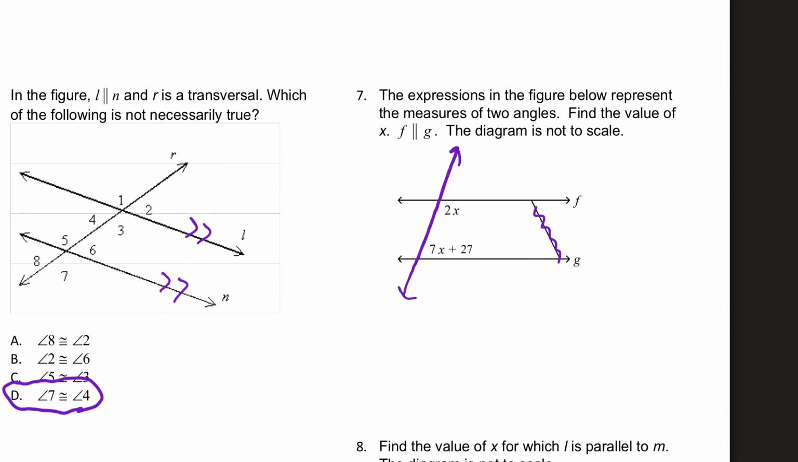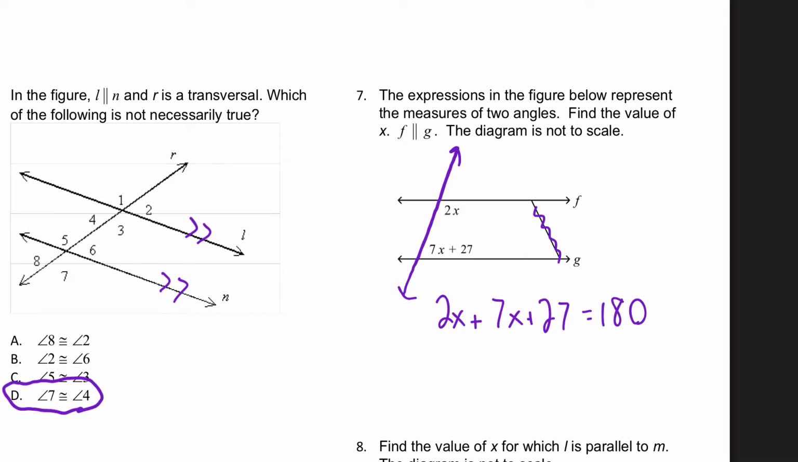So I know consecutive interior angles are supplementary if the two lines are parallel. So 2x plus 7x plus 27 equals 180. Those two will also be supplementary. It's also kind of a giveaway when one's acute and one's obtuse. I know they're not going to be congruent.